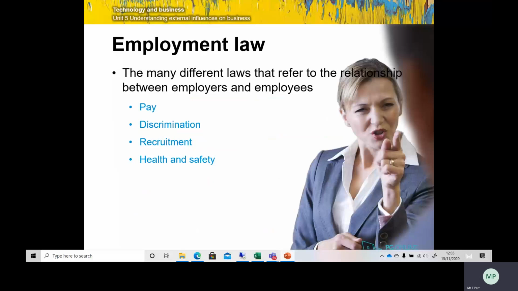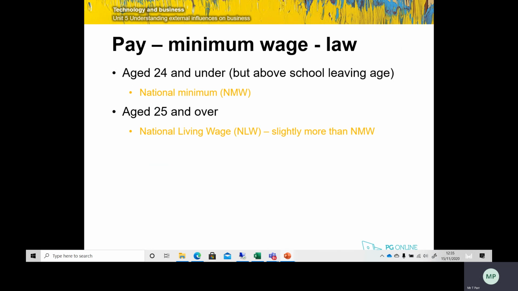Okay, now there's not just one law to cover all these things. There's many different types of law. Okay, but employment law covers all the many different acts which cover these 4 areas: pay, discrimination, recruitment, and health and safety. Okay, so the first one is pay.